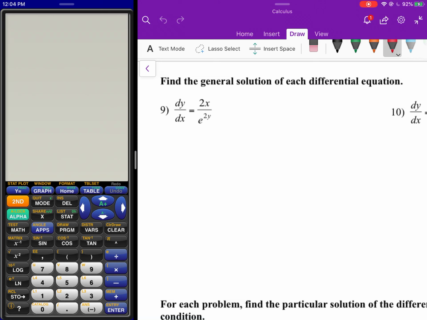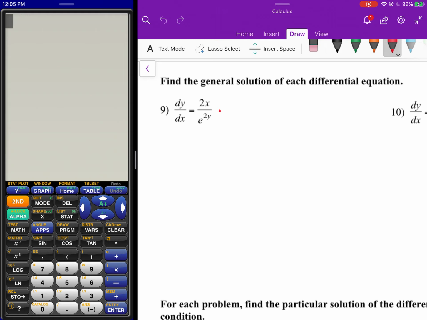All right, for numbers 9 and 10, we're going to find the general solution of each differential equation. These are both separable differential equations, which means we can separate the variables to opposite sides. So we can get the y's on one side and the x's on the other side. So that's what we'll do. Then we'll integrate both sides and we will solve for y. That's really the gist of these type questions. So let's go ahead and get started.